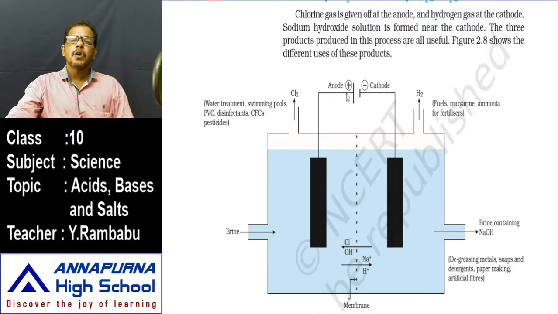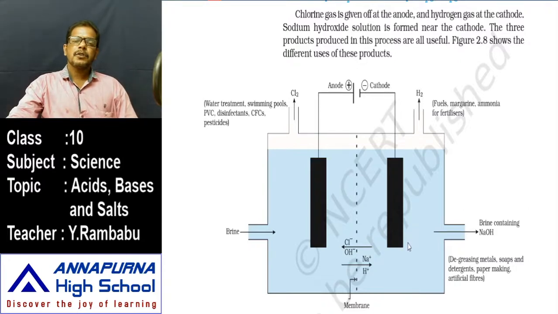One rod is connected to the positive terminal of the battery, that is the anode, and the other is connected to the negative terminal of the battery. What is connected to the negative terminal of the battery? That is the cathode. From one side, what is passed into it? Brine solution, that means aqueous solution of sodium chloride. And from the other side, what is taken out? Sodium hydroxide. It is the important product.